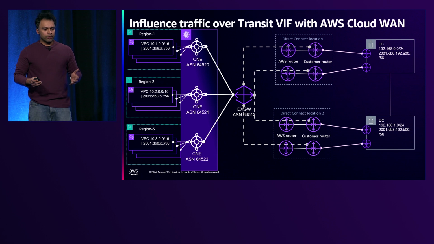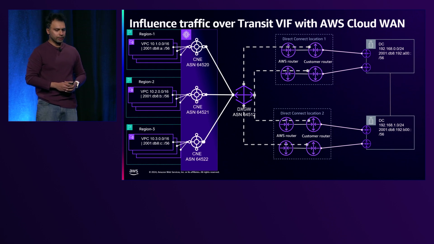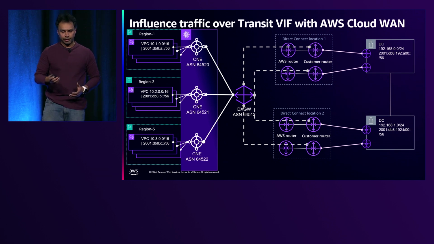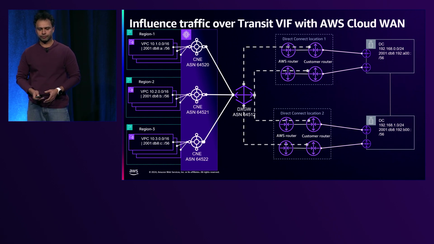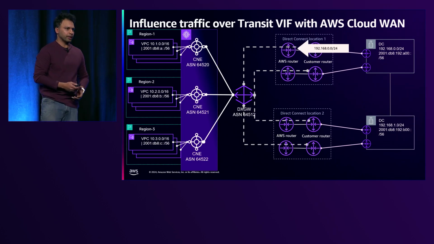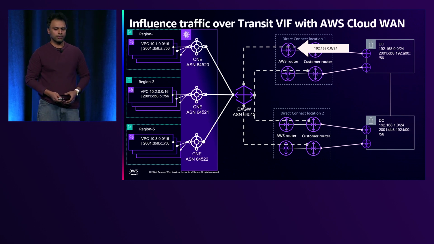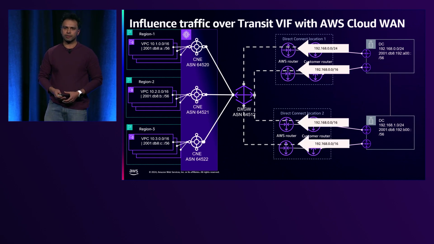Now with this baseline of a global deployment with AWS Cloud WAN, Direct Connect Gateway and Direct Connect connections, let's see how you can influence traffic. Let's say you always want to prioritize the top link when it comes to sending traffic from AWS back to on-prem. The easiest way of doing that is by using more specific routing. You can advertise, let's say, a /24 from the top link and a /16 from the rest of the links. As you heard in the previous section, more specific routing always wins, so this would ensure that the top link is always prioritized.